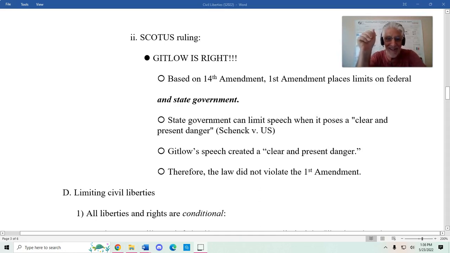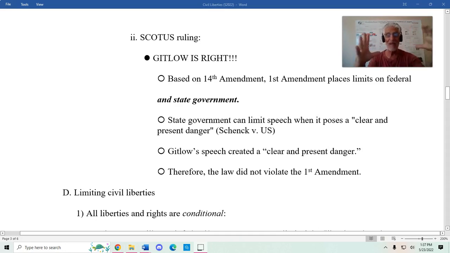Gillow was right. Now, it actually didn't work out too well for Mr. Gillow, unfortunately, because remember in Shank versus the United States, what the courts had said is the federal government can limit speech if it creates a clear and present danger. And therefore, it also follows that the state can limit freedom of speech when it poses a clear and present danger. And Gillow's speech, calling for the overthrow of the government, they said created a clear and present danger, and therefore the law did not violate the First Amendment, and Mr. Gillow goes straight to jail.